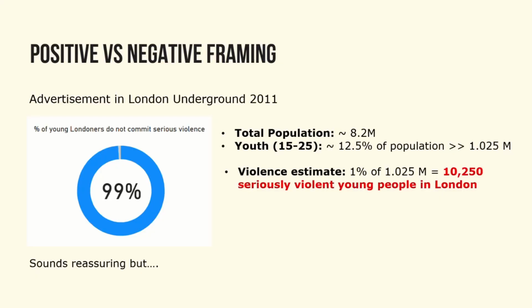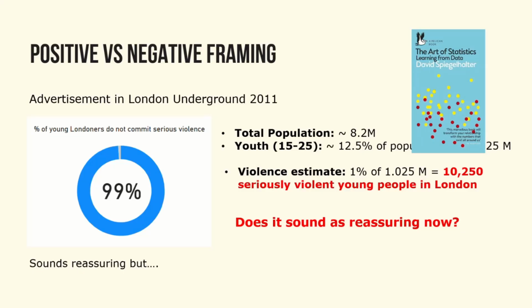If I do this, 10,250 seriously violent young people in London, in red, that may not sound as reassuring. If you've never been to London, if you don't know how big London is, you may think, oh, wow, is that a lot? Are there going to be 10,000 people around me who may commit serious violence? It's not as reassuring.